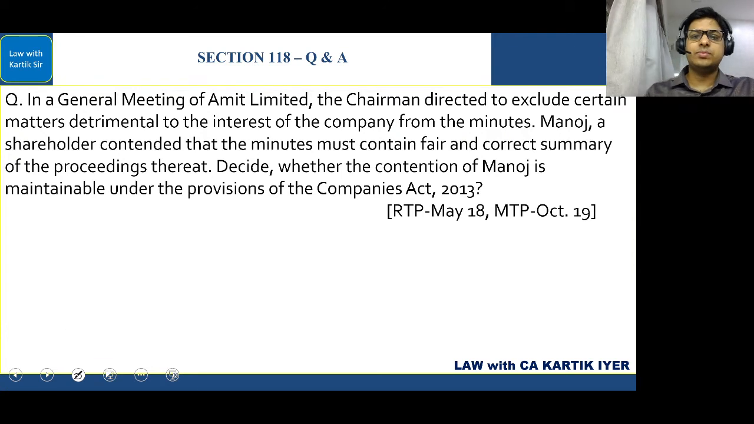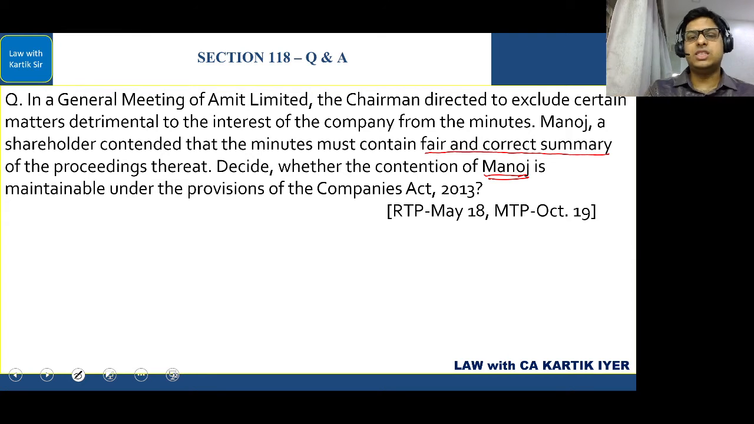Now let's look into the key part. See, first, Manoj is contending, who is a shareholder. He's saying that the company must provide a fair and correct summary in relation to the minutes. What had happened in the company, they should provide the fair and correct summary. The contention of Manoj is just saying that we want a fair and correct summary, that is all fine.